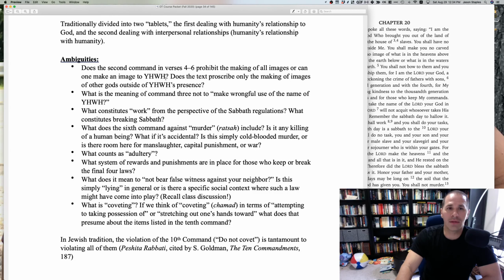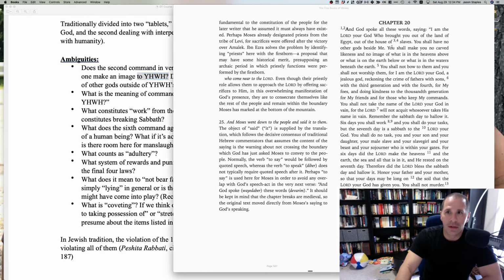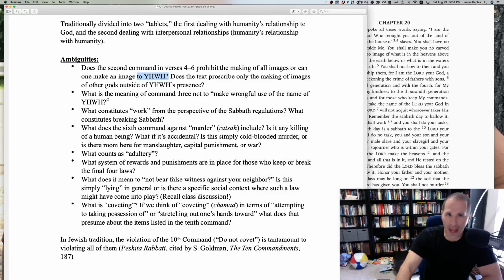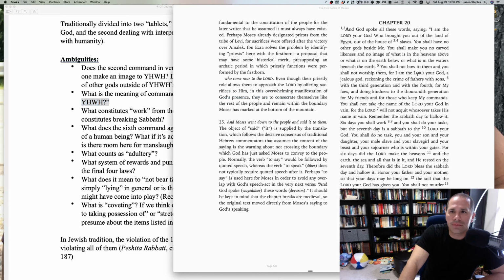Or can you make an image for Adonai? So a carved image and likeness of what's in the heavens above and the earth below. So if you make an image of the image of humanity, let's say you take a picture, is that okay? What's the meaning of then Commandment 3? If you are to not make wrongful use of the name Adonai, what does this mean?